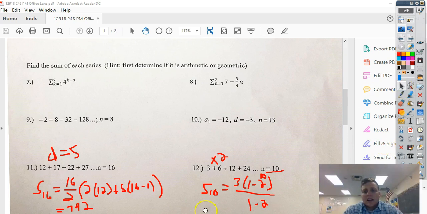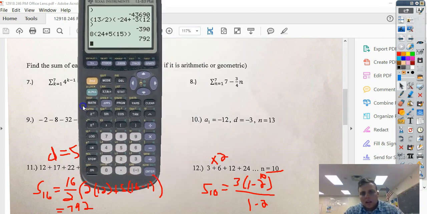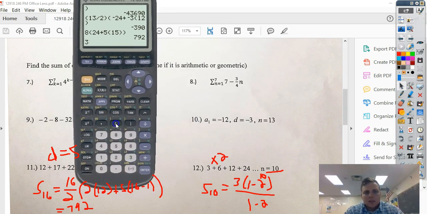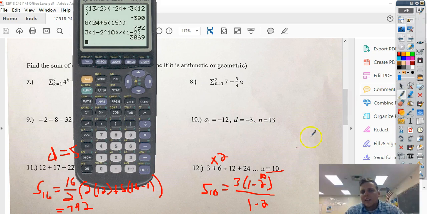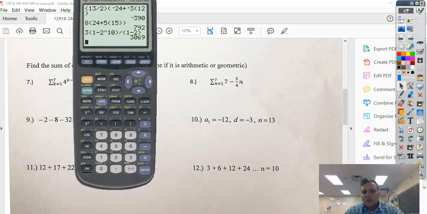And once I get this far, guys, I let the calculator do all the heavy lifting for me. I just type in 3 times 1 minus 2 raised to the 10th divided by 1 minus 2. Press enter, and I get 3069. So the sum of the first 10 terms is just 3069. All right. That's the front page. We're going to move on to the back page.